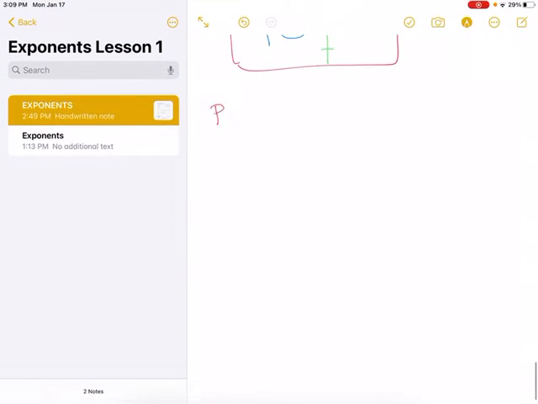Okay, so we are going to continue. This is going to be part 7. And now we are going to talk about the quotient rule. Now, you guys remember what a quotient is? Quotient means division. So this is going to be the rule for division.